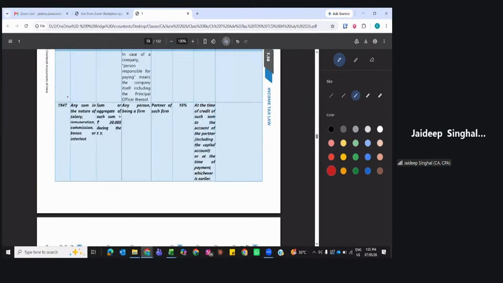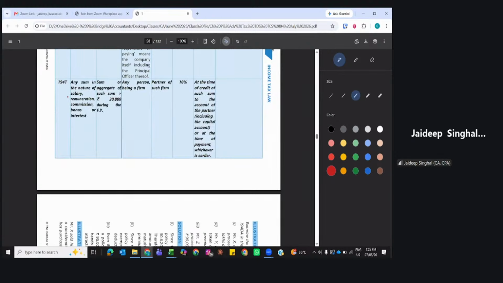Next, 194T, a very new section. This is applicable from this year only. This is important. This can be asked because this is applicable from the current year only, not the previous year 25-26, right?